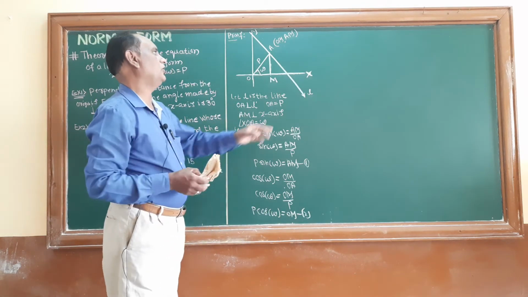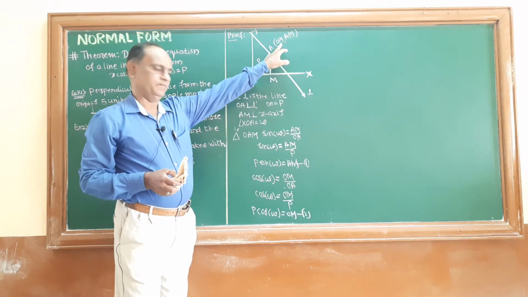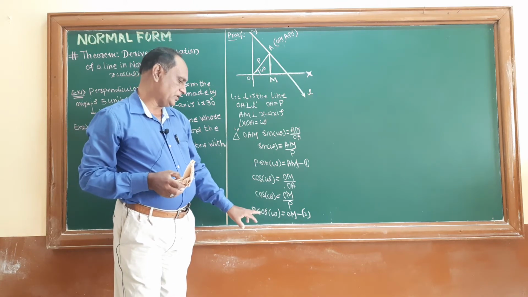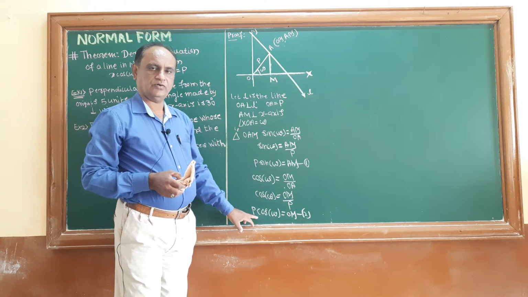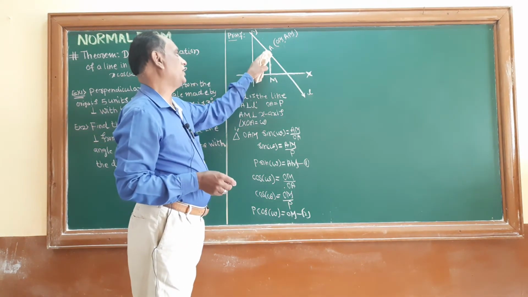The values we needed are OM and AM: AM is p sin omega, and OM is p cos omega. We got both values. Okay, next, the slope of the line OA.